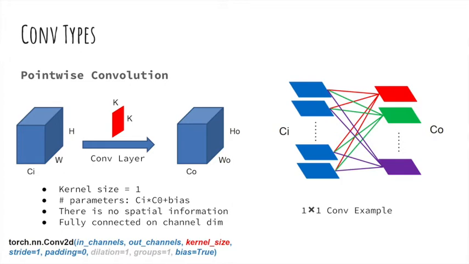Usually, it won't be used independently. There are two cases to use it. First is to reduce the number of dimensions. For example, ci is very large, like 2048, and this feature map is too large. I want to reduce the size of it, then I can reduce it to co, like 1024 or 512. Secondly, it will be used with another kind of conv. I will introduce this conv soon.